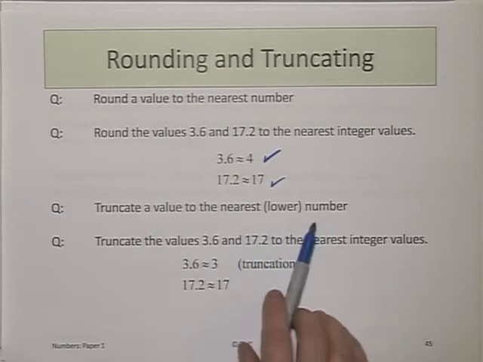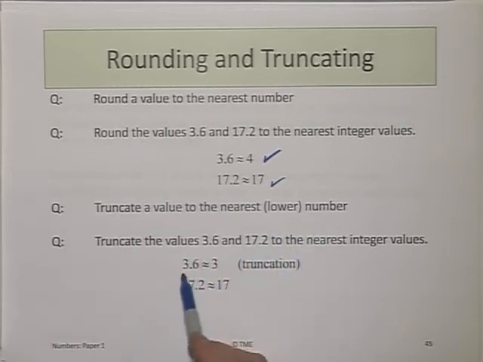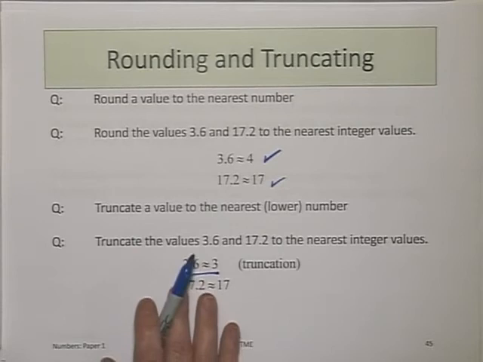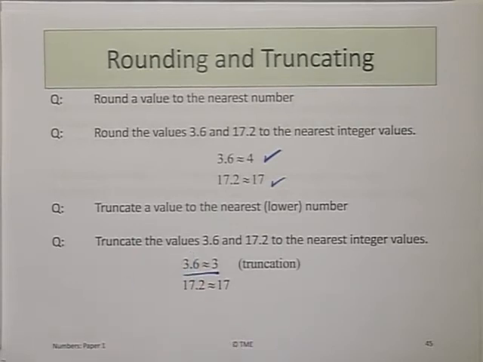Truncating is actually reducing it below that. So in this case, if we truncated 3.6, we were making these candles and we had 0.6 of the wax left over for one of the candles, we'd only end up making 3 candles. And the same for the 17.